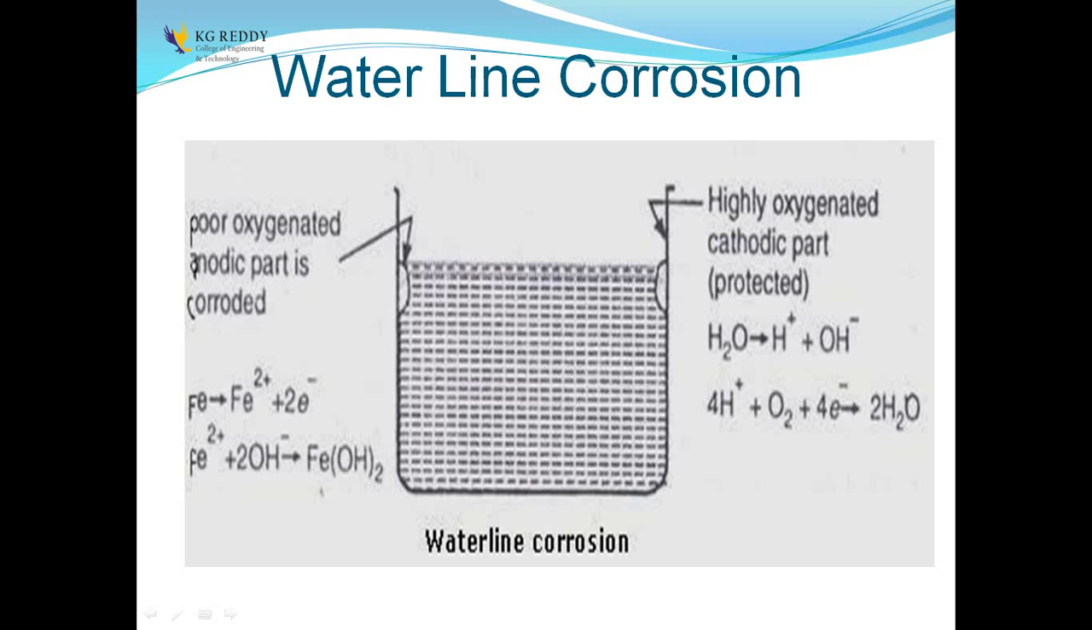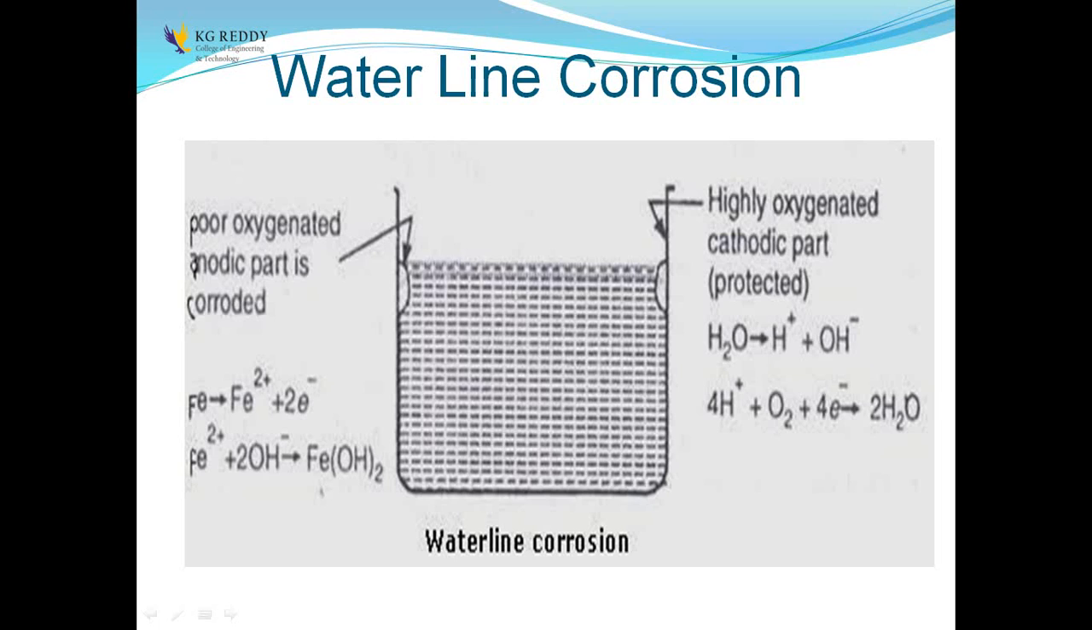At the anode, the metal which is in direct contact with water, the iron, loses electrons and undergoes oxidation. Next, the metal above the water, which is free in the highly oxygenated area, acts as a cathode. Cathode means it gains electrons. So O2 combines with water and the electrons, and the flow of electrons takes place from the anode to the cathode, forming hydroxyl anions.